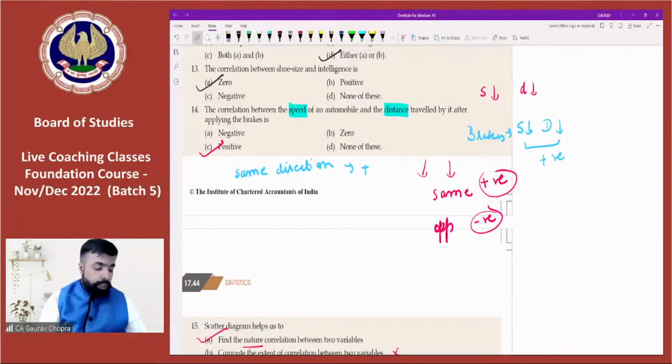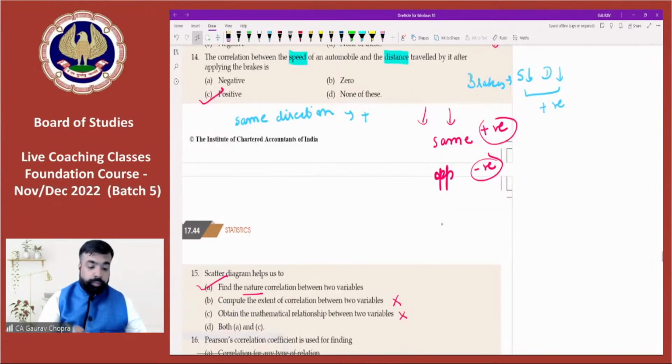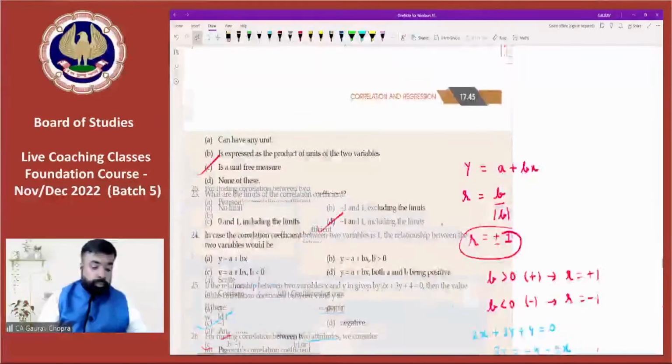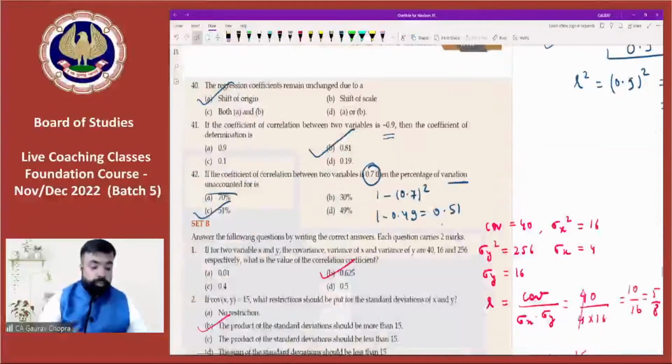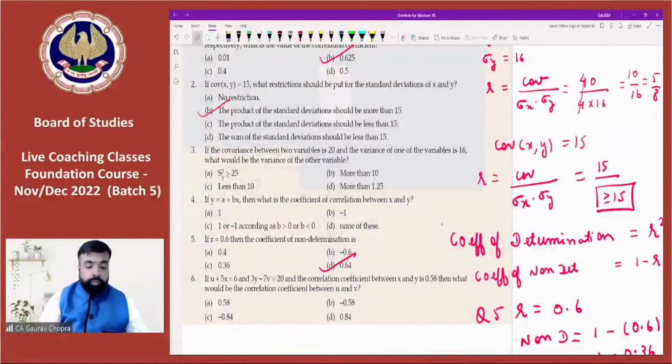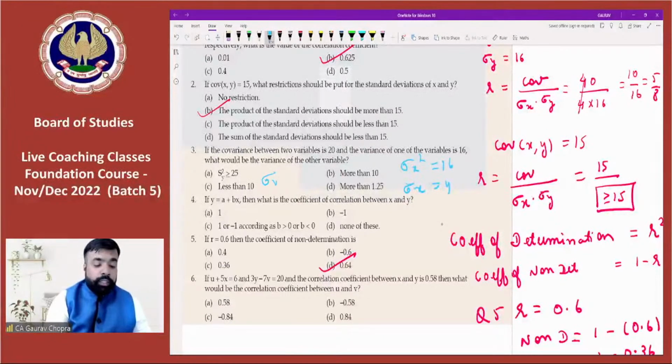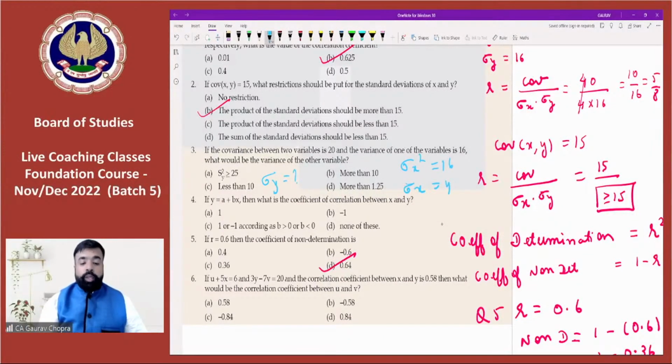Sudhanshu is asking question 3 from set B. Yes, question number 3 from set B. Now we can do this. If covariance between two variables is 20, and variance of one of the variables is 16, so sigma x squared is 16, so sigma x will be 4. What will be the variance of the other variable? That is sigma y we have to calculate.